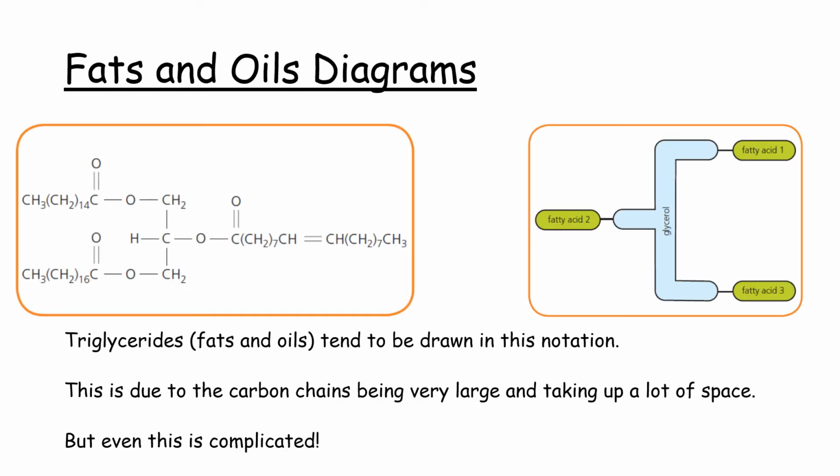Okay, so they look like this in a diagram. We draw them like this because it's easier to draw, due to the large, complicated fatty acid molecules. So you've got one joining on here, one joining on here, and one joining on here. That's equivalent to your glycerol looking like this. So you've got your hydroxyl group at that side, one at that side, and one at this side. Okay, so that's equivalent to that.